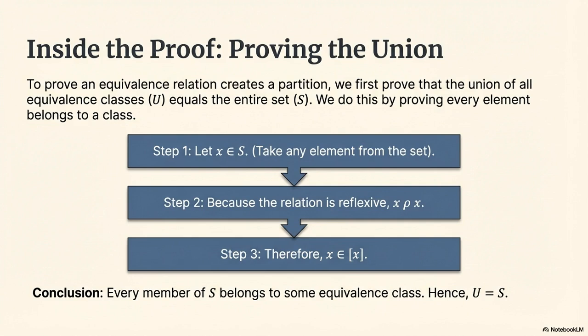Take any element x in S. Because the relation is reflexive, x is related to itself. Therefore, x belongs to its own equivalence class, bracket x. Since x was arbitrary, every element of S belongs to at least one class. That immediately implies S is contained in the union of all classes, while the reverse containment is automatic because classes are subsets of S, so the union of all equivalence classes is exactly S. This step guarantees coverage. No element is left out when we form classes from the relation.